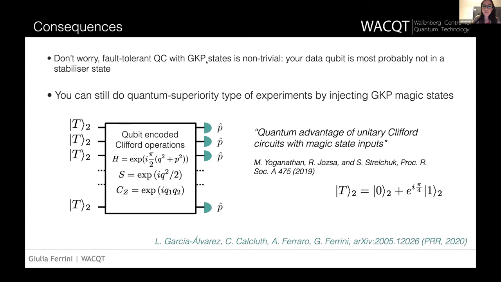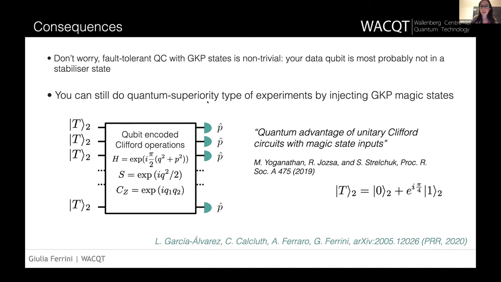Another point that I wanted to make is that it's still possible to use GKP states in combination with a Gaussian circuit for quantum superiority type of experiments, and to show quantum advantage. Just as we encoded a circuit that was in the hypothesis of the Gottesman-Knill theorem to obtain a trivial circuit, you can encode with GKP a circuit that has been shown to be hard to sample for qubits.